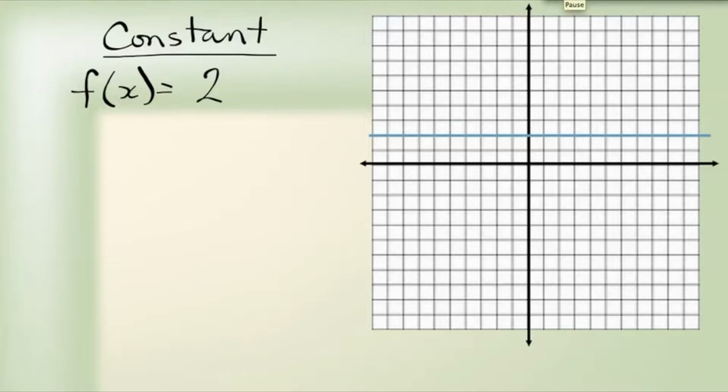If I look at a constant function, f of x equals 2, what it ends up looking like is a straight horizontal line that crosses the y-axis at 2, which means it doesn't matter what the value of x is, that y value is going to be 2 everywhere. That's what a constant function is. Now remember, this one has a degree of 0.